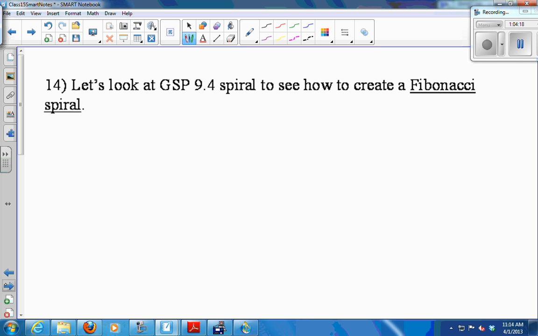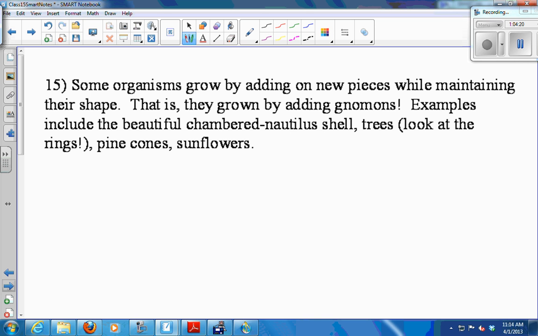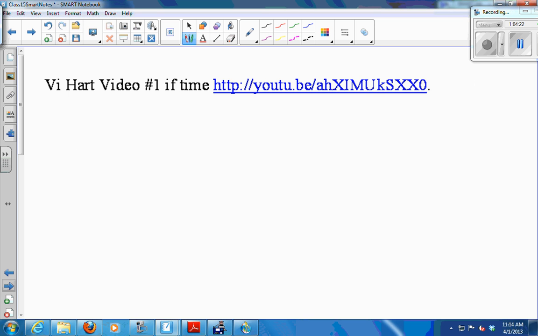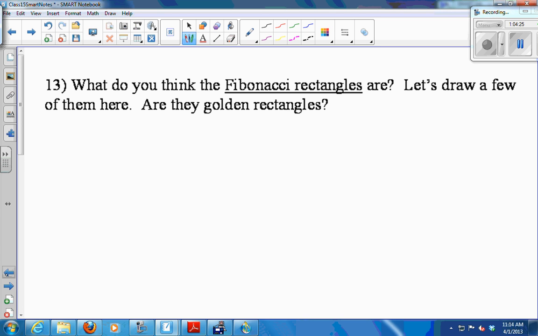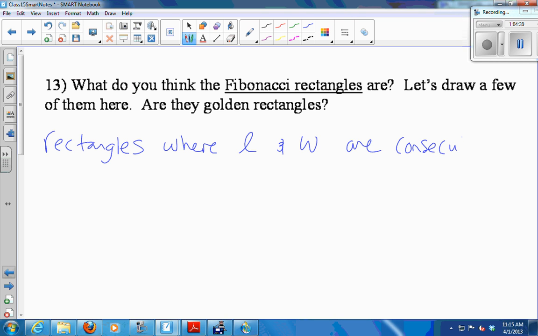How much time? I have 2 minutes and just enough time to get through this. Okay. So Fibonacci rectangles are rectangles where the length and the width are consecutive Fibonacci numbers.